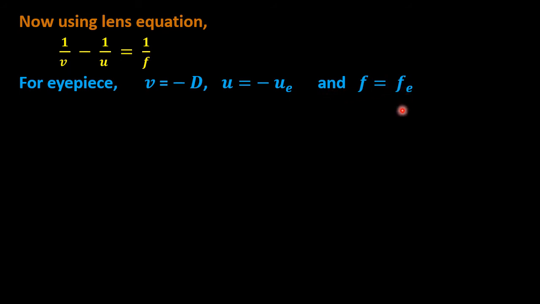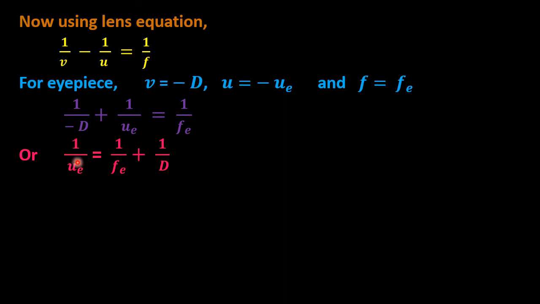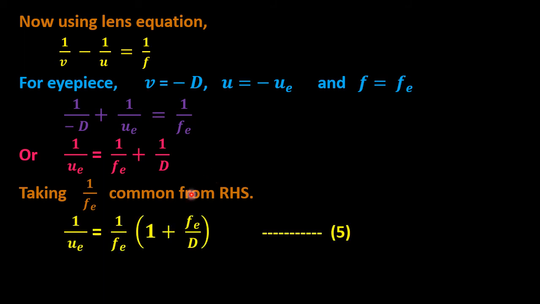After replacing in the above equation and simplifying, we will get 1/ue equals 1/fe plus 1/D. From the right-hand side, we take fe common, and it can be rewritten as 1/ue equals 1/fe times (1 plus fe/D). So this is our equation number 5.